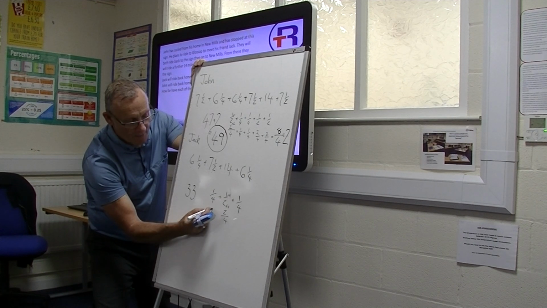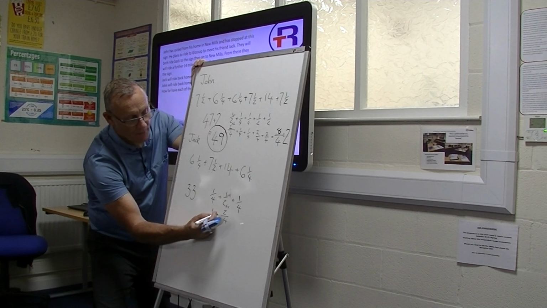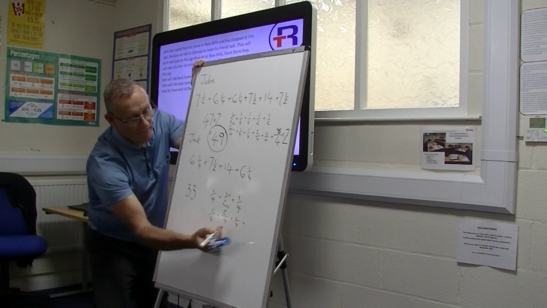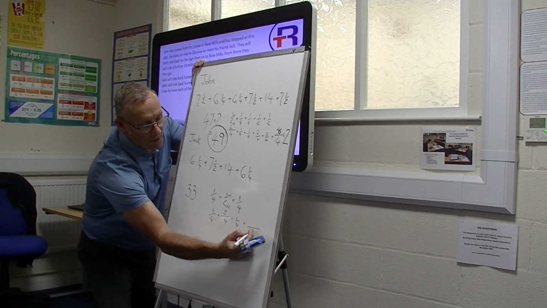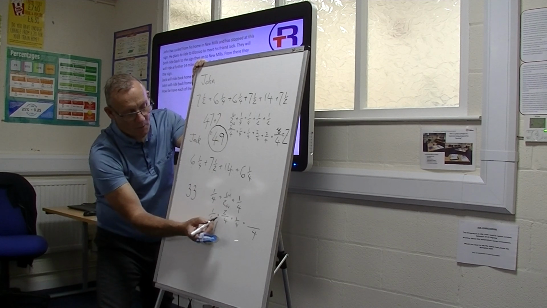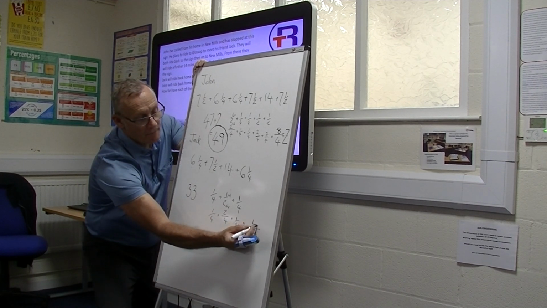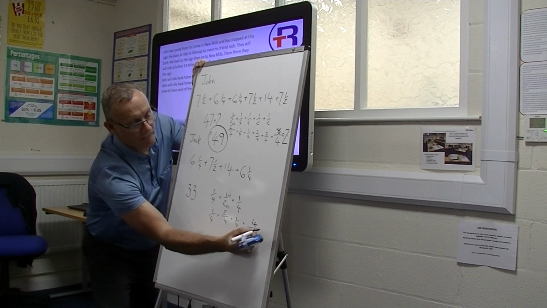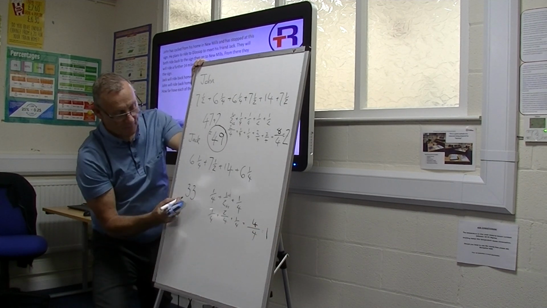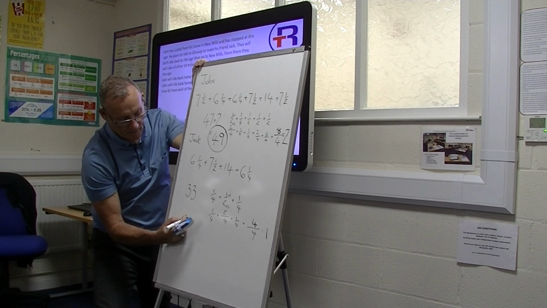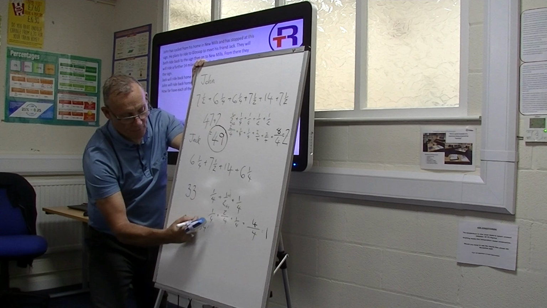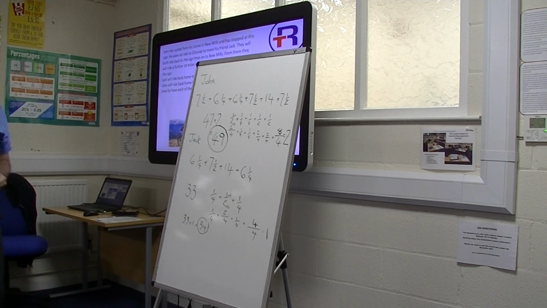So what have we got now? We've got 1 over 4, plus 2 over 4, plus 1 over 4. 4 is the bottom number. Let's add the top. 1 plus 2 is 3, plus 1 is 4. 4 over 4, 1 mile. 33 plus 1 equals 34. There you go. Yeah?